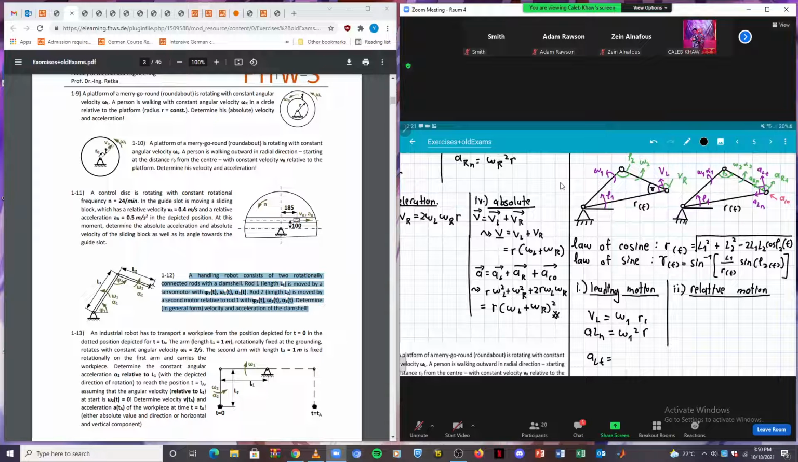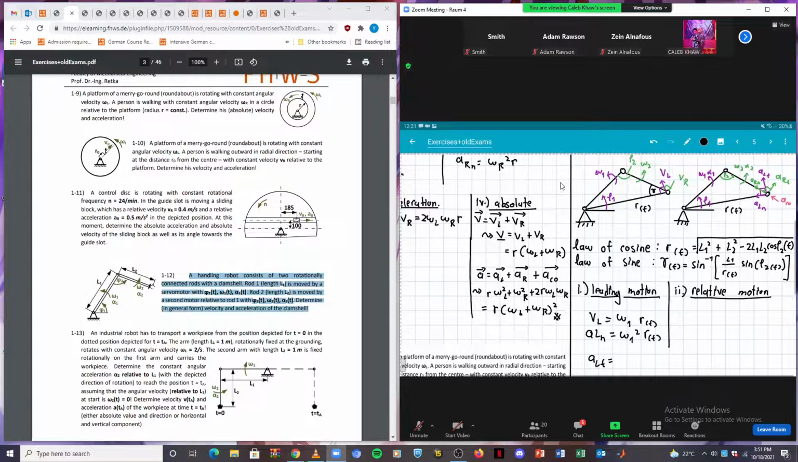So yes, this means that L1 does not actually count. What counts is the radius from the origin to the point mass. Yes, but L1 is part of the radius, of course. Yeah, we use it to derive R of t, but you do not have to use it directly. You always have to use the straight line between your point of interest, the clamshell in this case, and your hinged support, your point of rotation, the middle of the circle.